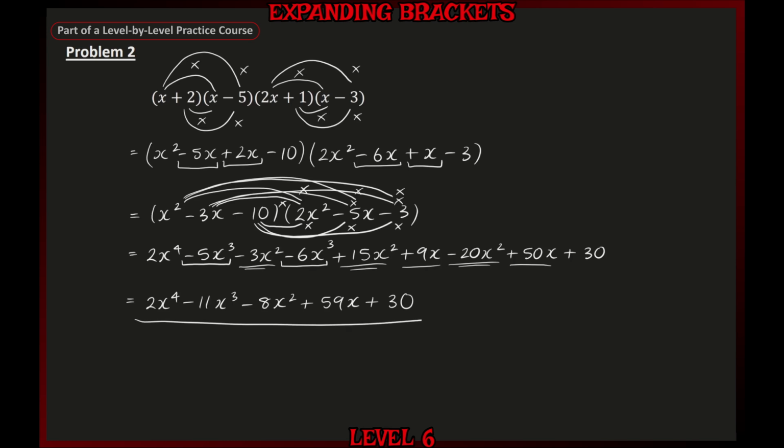So our final answer to problem 2 is 2x to the power of 4 minus 11x cubed minus 8x squared plus 59x plus 30.